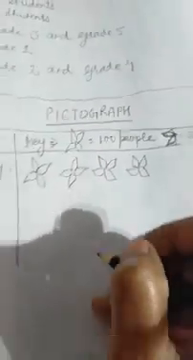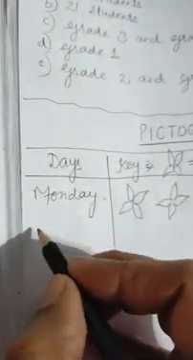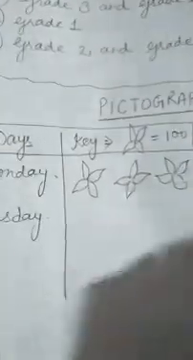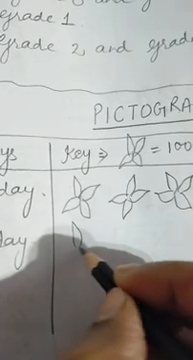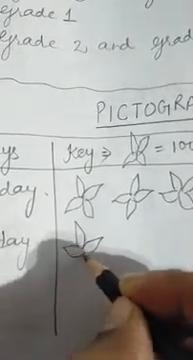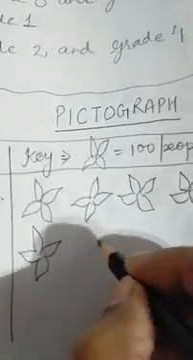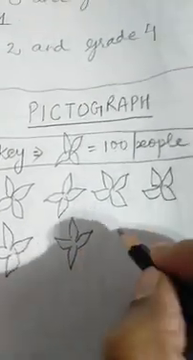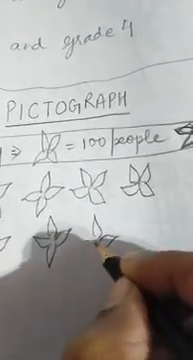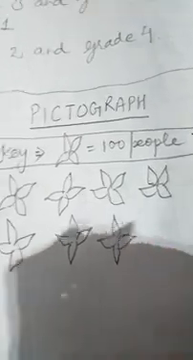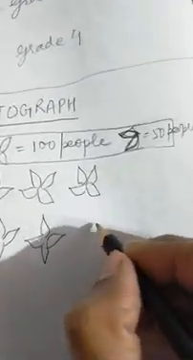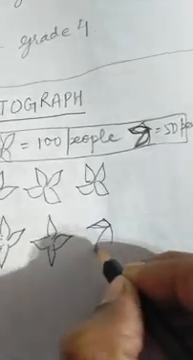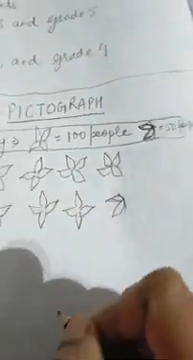Yes, like this 4 flowers will be there. After that Tuesday, 350. 100, 200, 300 and 50 is there. So here only half we will draw.